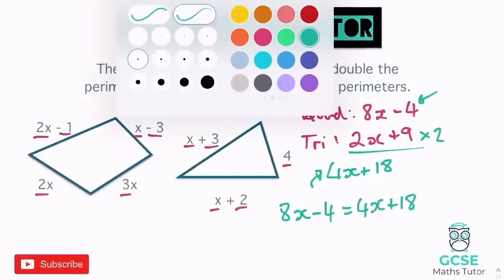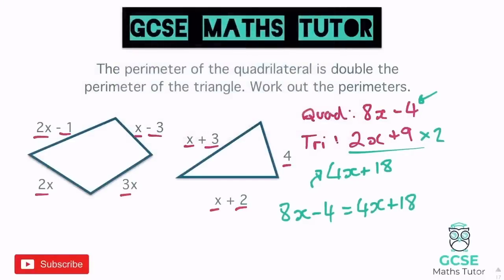We can now just solve that like an equation, so we can get rid of the smaller x from both sides, so minus the 4x. So over here we have 4x, so we have 4x minus 4 equals 18. We can now add 4 to both sides, so get rid of this plus 4, so plus 4. And we get 4x equals 22.